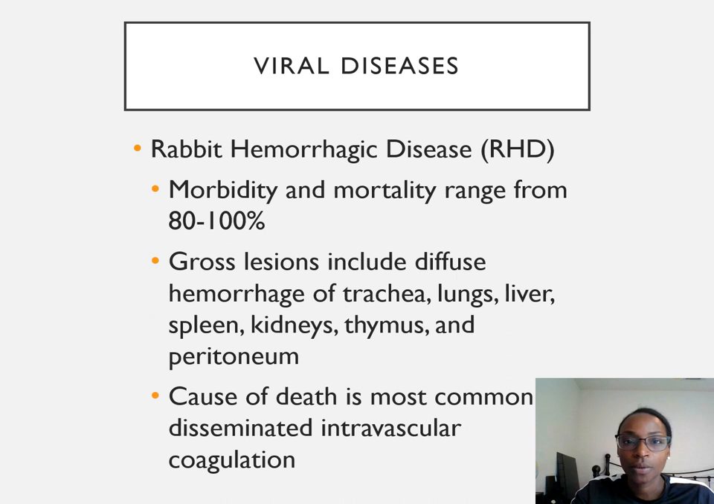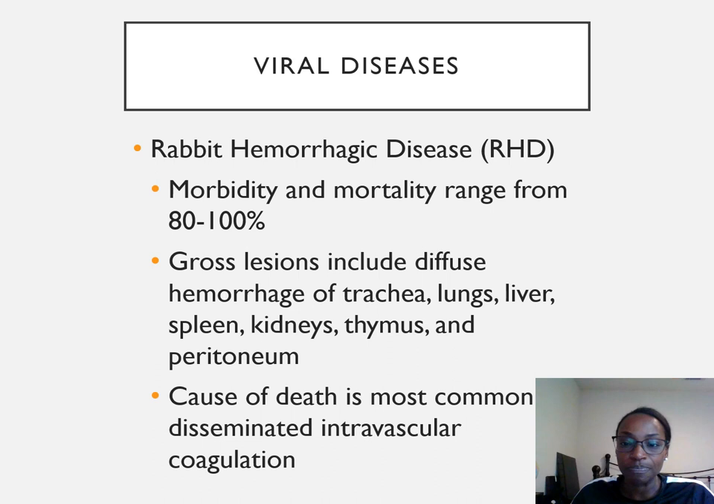Anytime we hear the term hemorrhagic disease, we know it's not going to be good. Just like here, the morbidity and the mortality is between 80 and 100%. So if an animal gets RHD, they are going to die pretty much. When they are necropsied, what we end up seeing is gross lesions, hemorrhagic trachea, lungs, liver, spleen, everything. Everything is going to be hemorrhagic. And the most common reason for death is DIC or disseminated intravascular coagulation.